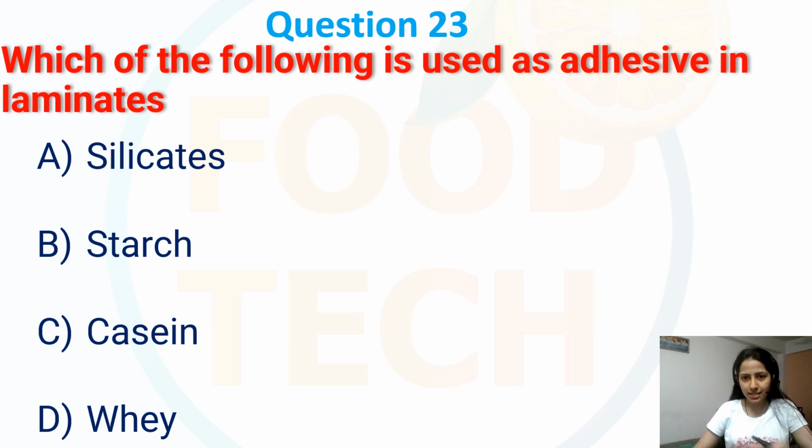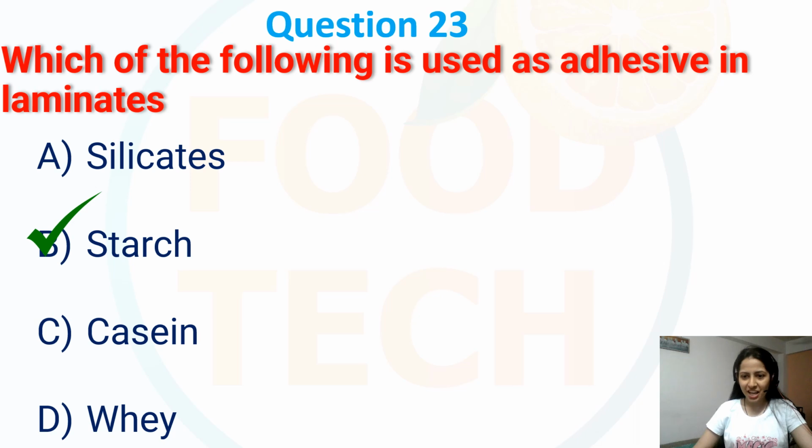So starch based adhesives for laminates are widely used in various industries, including the paper industries or wood processing, for their adhesive properties. And it also has one plus point, that it is biodegradable. So over here my correct option is B, that is starch.